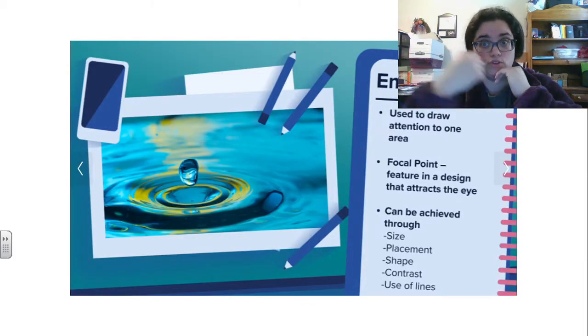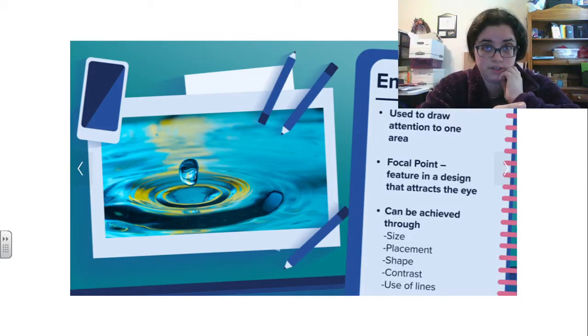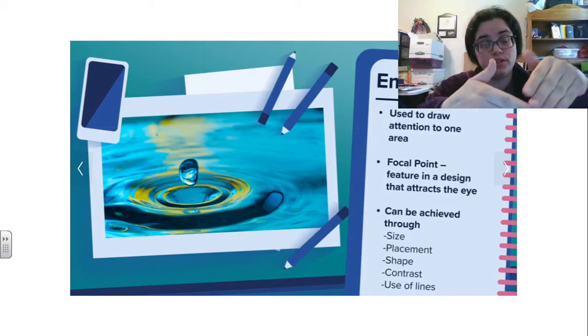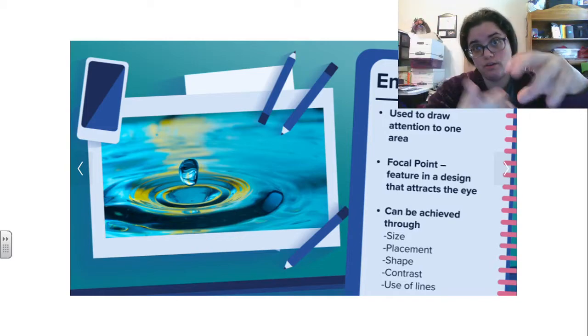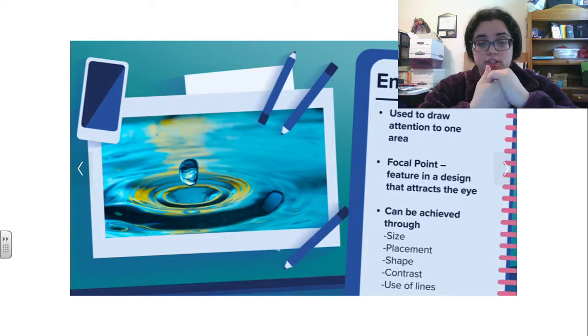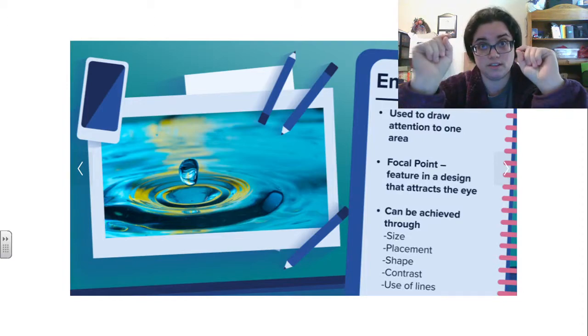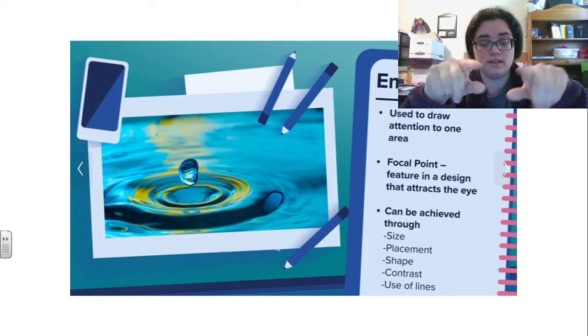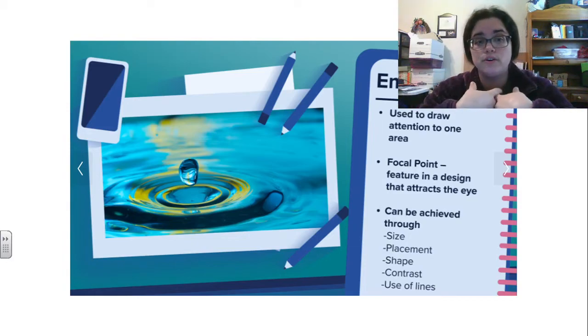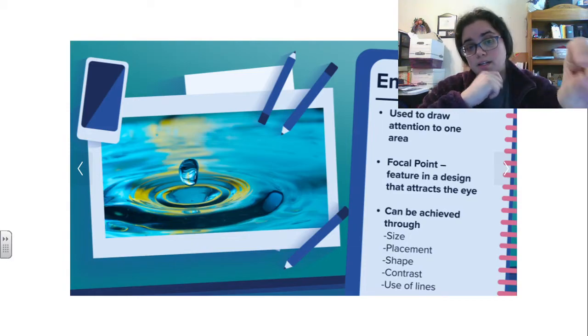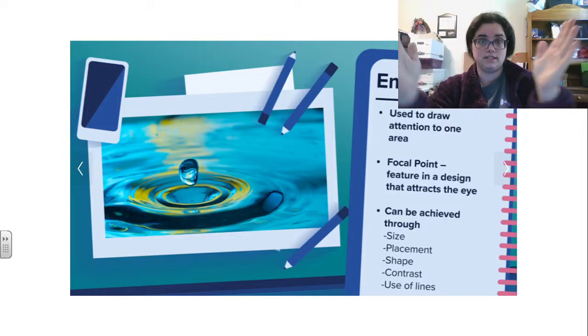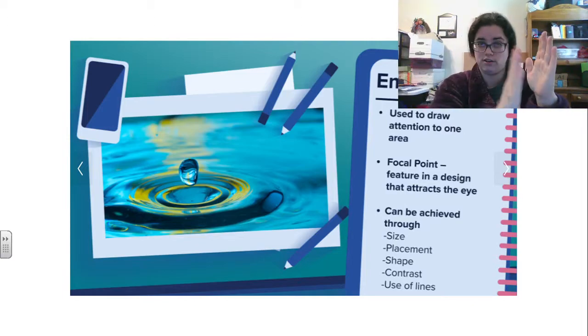Emphasis is what you use to draw the attention to one area. There's going to be a focal point in your picture. Where does the eye naturally go to, and how can you encourage the eye to go to that point? You can achieve this through things of different sizes, where things are placed in your picture, the shape it has, if there's contrast, if there's lines or curves. If you look at this droplet, everything kind of looks like it's almost symmetrical around a slightly off-center line.